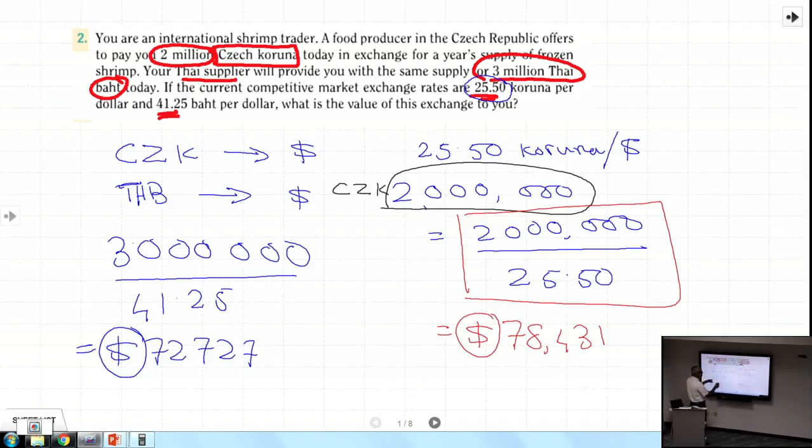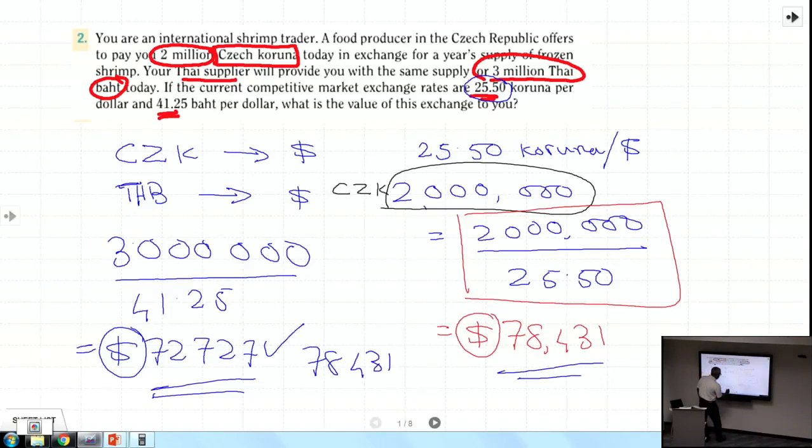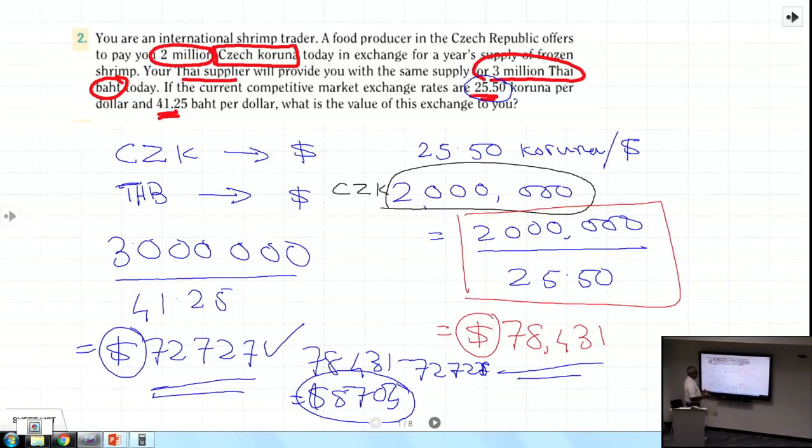So if I used the Czech dealer, I would be paying this much in US dollar. If I use the Thai dealer, I would be paying this much in US dollar. Obviously, this would be the preferred choice, and the difference is approximately $5,700. 78,431 minus 72,727 is approximately $5,700. That's the value of this exchange to you, 5,704.